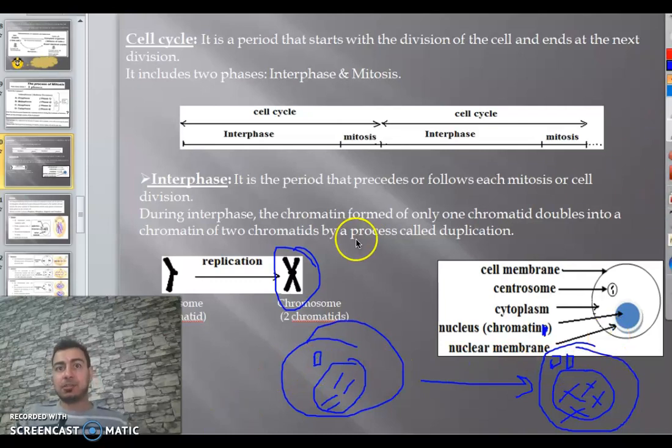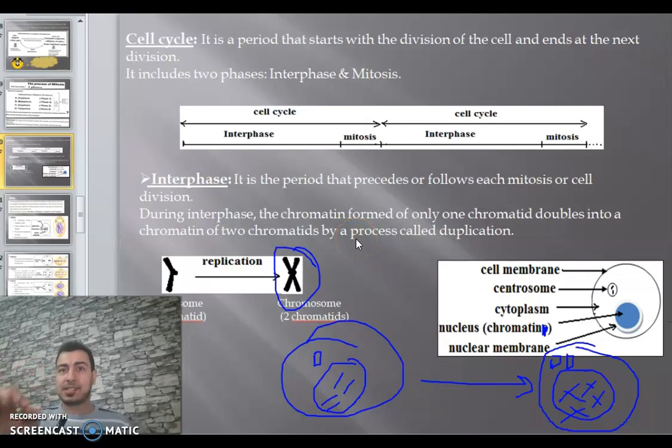In the next video, inshallah, we are going to continue about mitosis, the process of mitosis itself, about prophase, metaphase, anaphase, and telophase, and what happens during each phase. We are going to watch an animation about mitosis or the cell cycle, and we are going to see what happens to the quantity of chromosomes during the cell cycle. Okay?